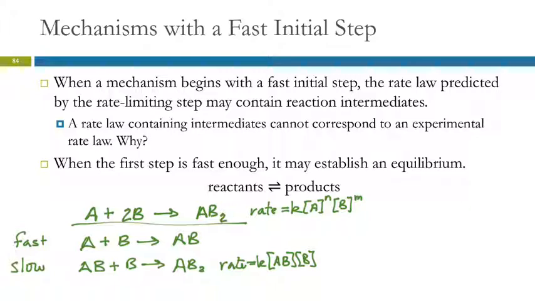So that's why a rate law containing intermediates cannot correspond to an experimental rate law, because the experimental rate law only has reactants in it. It never has intermediates. So how do we deal with that? Well, we understand that when the first step is fast enough, we may get an equilibrium established between the reactants and the products of that fast step. And that will allow us to relate the concentration of AB to the concentrations of the reactants.